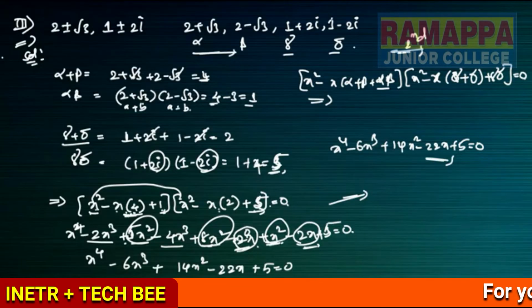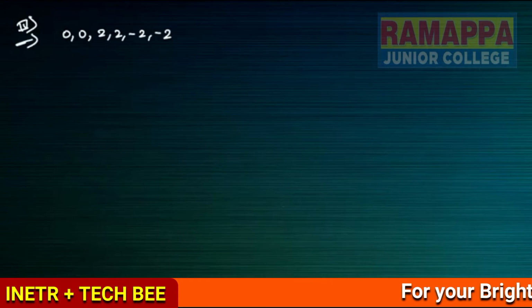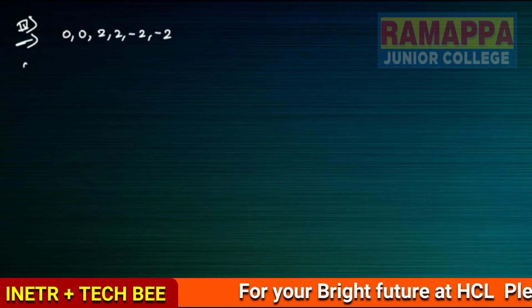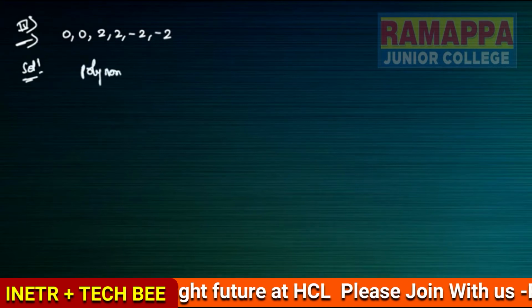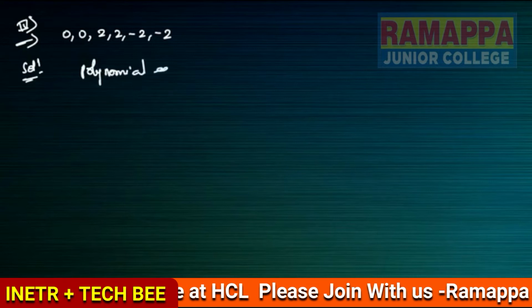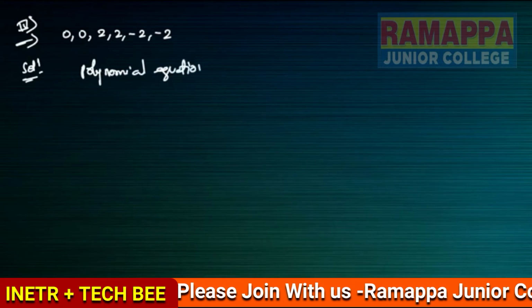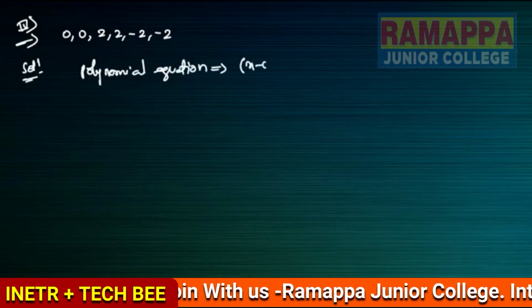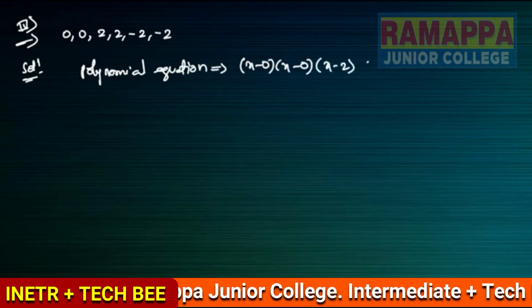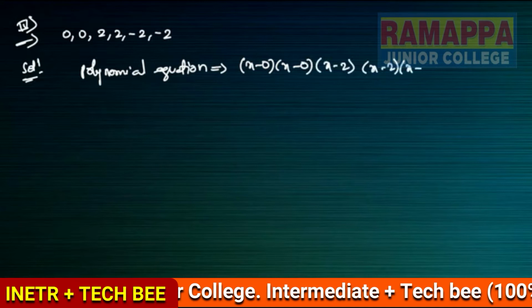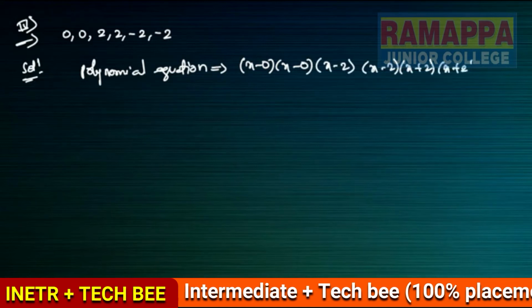Fourth question: the polynomial with zeros 0, 0, 2, 2, -2, -2. Solution here: the polynomial equation will come like this: (x - 0)(x - 0)(x - 2)(x - 2)(x + 2)(x + 2).